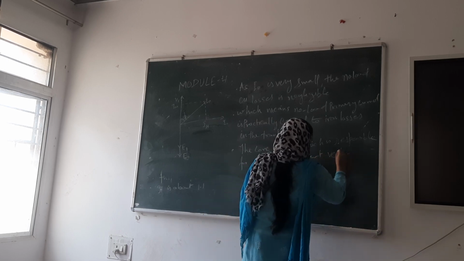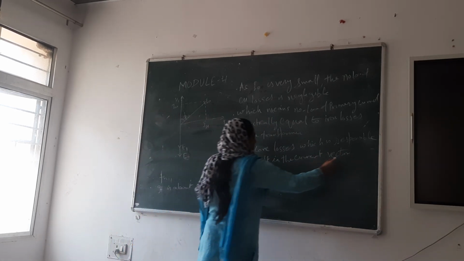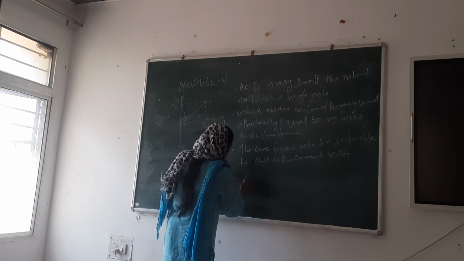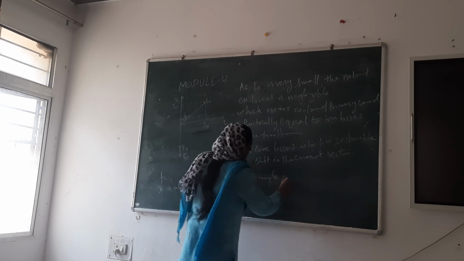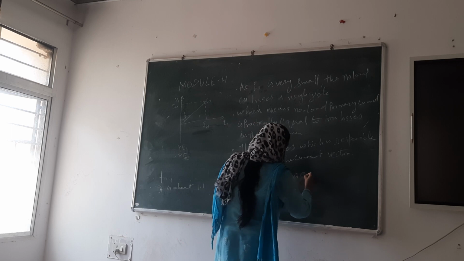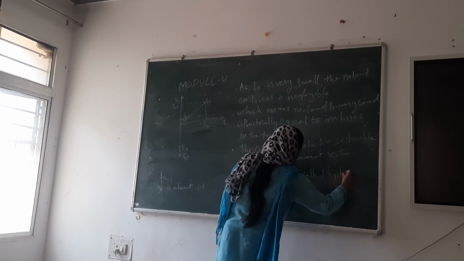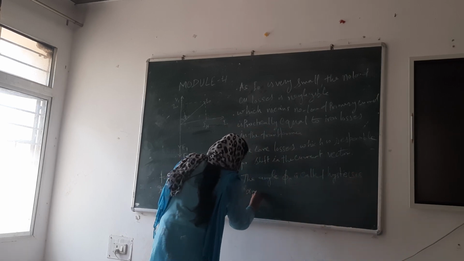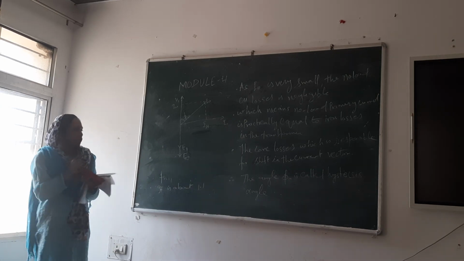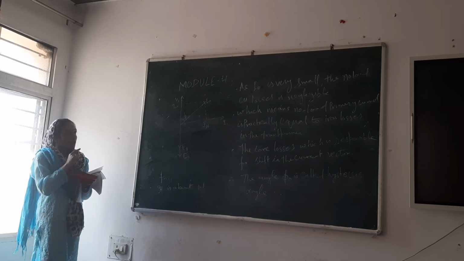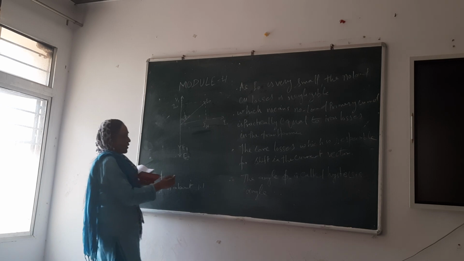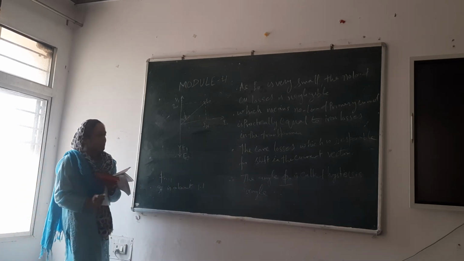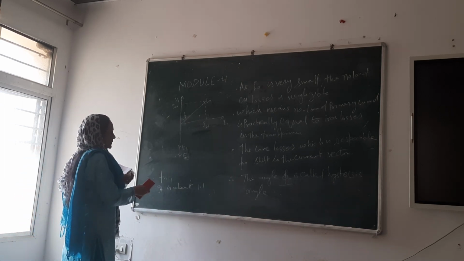current vector phi naught. The angle phi naught is called the hysteresis angle. Therefore, the angle phi naught is called hysteresis, because the losses depend only on the core losses, not on the copper losses. Therefore, the shift of angle, that is phi naught, is not 90 degrees; it is in phase with V1, but it is less than 90 degrees. So this angle is called the hysteresis angle.